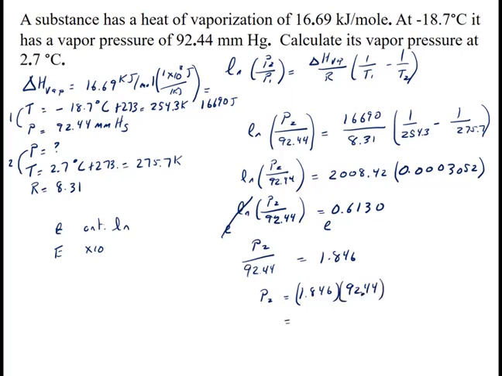And I get 170.6 millimeters of mercury. Let me see if this makes sense. This is a higher pressure than the 92.4, so temperature 2 should be higher than temperature 1. And temperature 2 is in fact higher than temperature 1. So when I'm comparing this to that, temperature 2 is higher. And don't forget your units when you're answering. On the next video, we will do an additional problem with this.